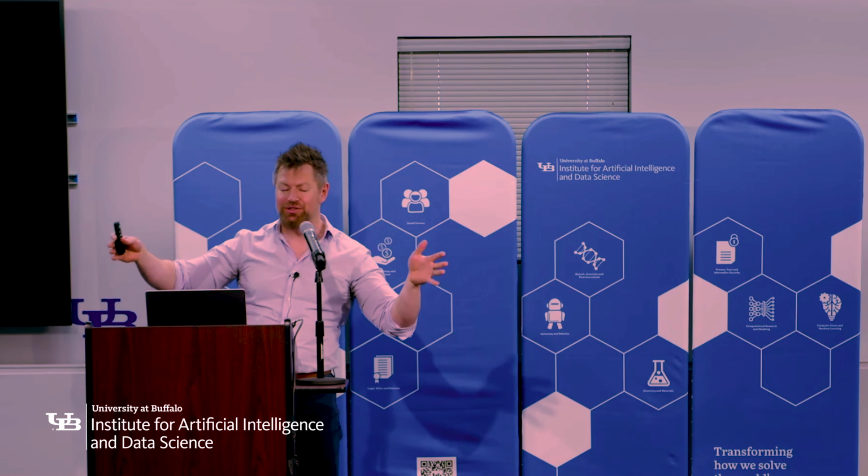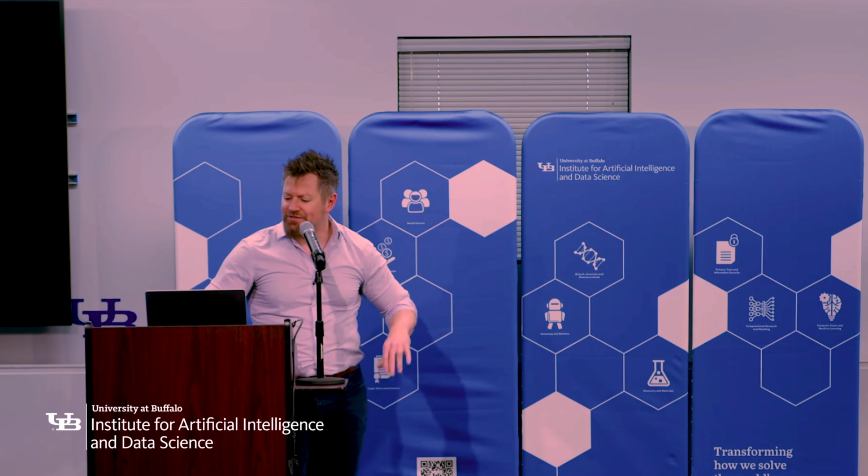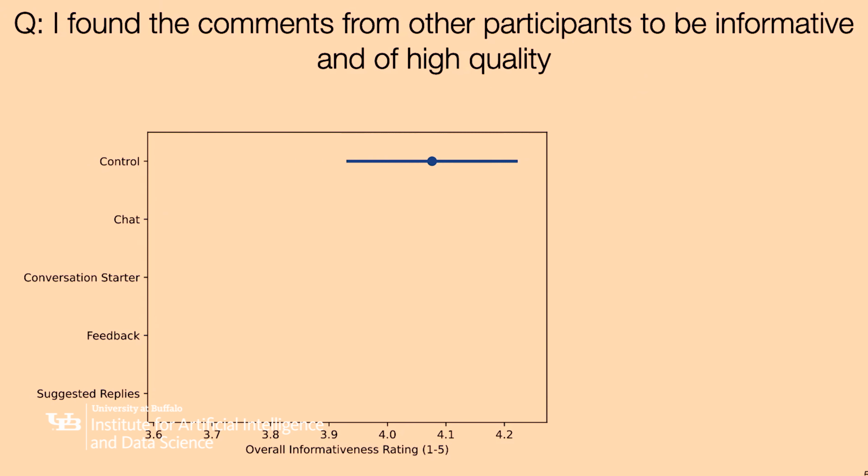They don't know when someone's using it. Nothing's flagged with AI. But let's think about what happens. I found the comments from other participants to be informative and of high quality. This is the post-conversation one. Here's our control. What do people think about the rest of the conversation?